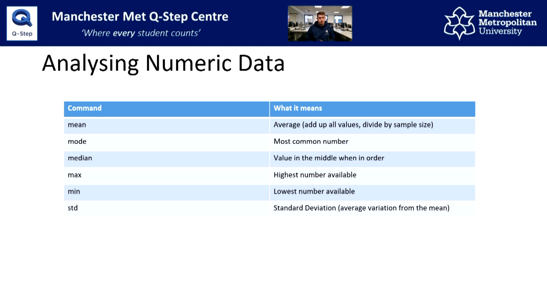Now, the others are a bit more simple. You've got the maximum, which is just simply the highest number available. So if you're entering on Google Colab max for the variable you're looking at, it'll just give you the highest number. Minimum is just the other side of that. It's the lowest number available.